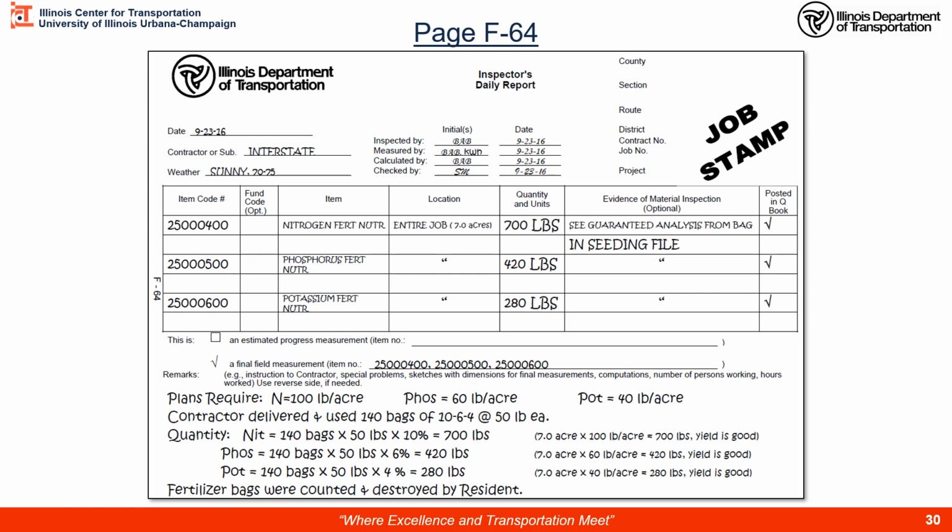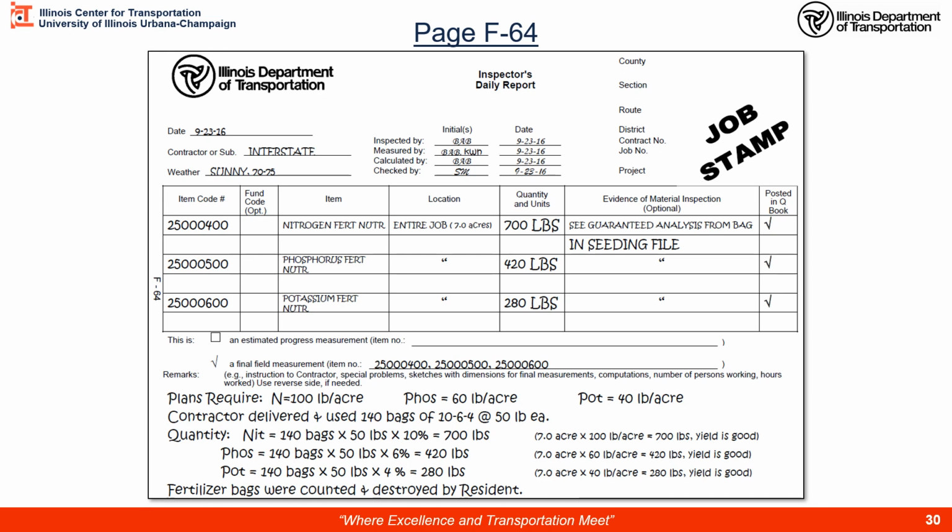So we may have bags come out, the contractor perhaps got a good deal on 10, 10, 10, and that's not quite what we asked for the project. So there's some material we would not be paying for if they exceed those values. So we want to make sure we calculate the individual values. So the plans require so much nitrogen, phosphorus, and potash per acre.